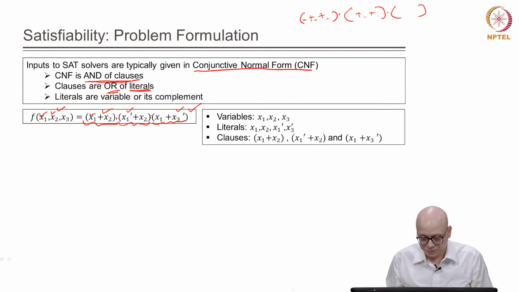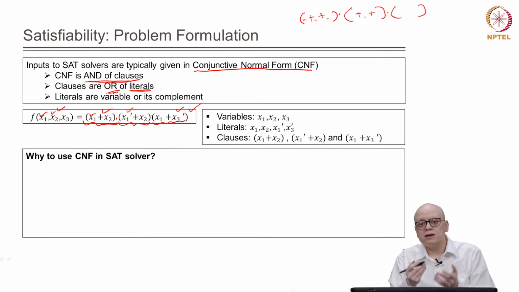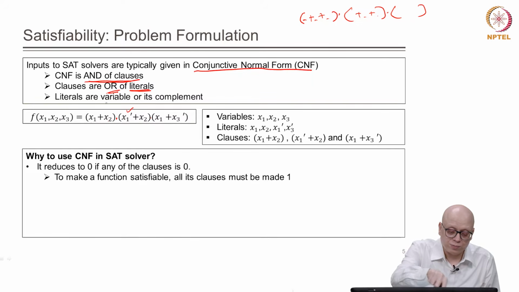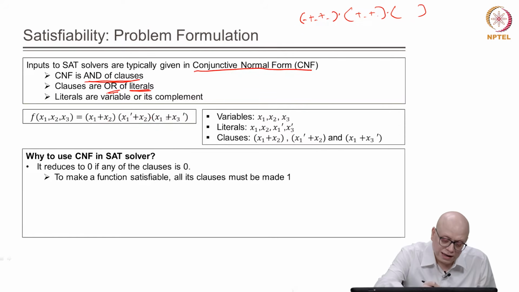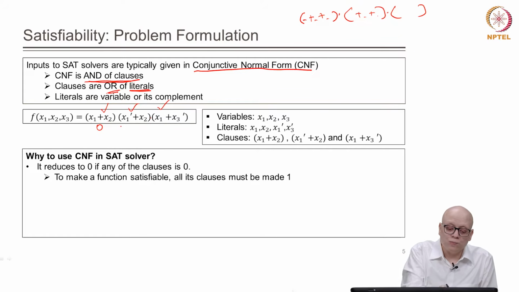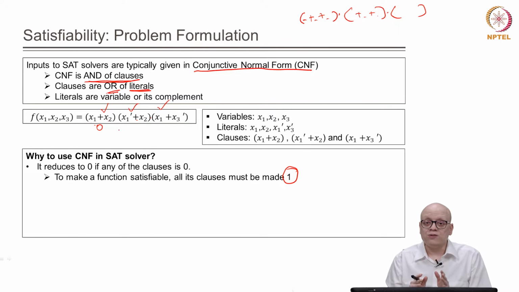Now, why use a CNF in a SAT solver? Why do we use a special representation of a Boolean function for a SAT solver? Because it reduces to 0 if any of the clauses is 0. If we represent a Boolean function in CNF, and any of these clauses takes a value 0, then the whole function takes a value 0. And therefore, to make a function satisfiable, all its clauses must be made 1, all of them have to be made 1, then only the function is satisfiable. If we cannot do that, then the function is not satisfiable or unsat.